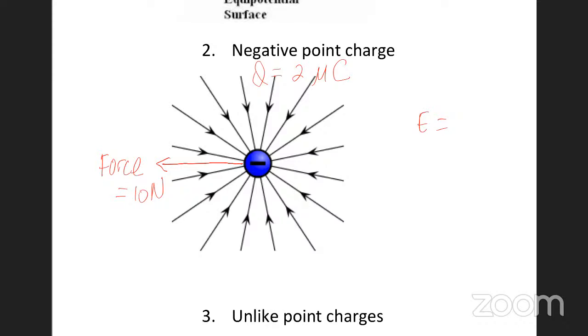Micro, right? It will be F on Q. Nice and easy. So that will be 10 newtons divided by 2 by 10 to the minus 6. So that's 5 what? 5 by 10 to the 6. What's the SI unit? Newton per coulomb. All right? So that's just a quick little way of how to work this out.